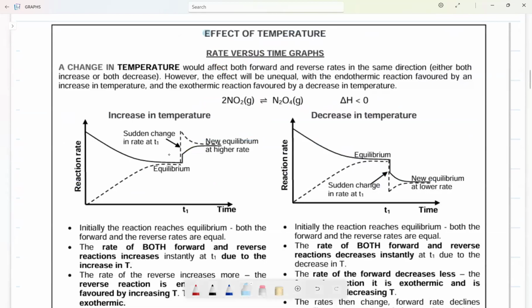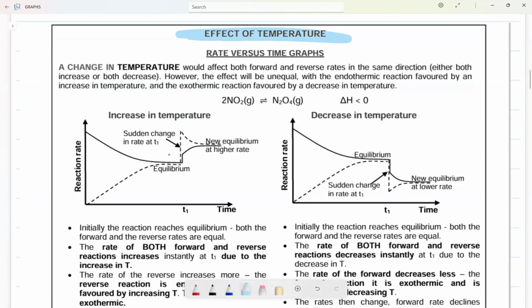Now let's look at the effect of temperature. I want you to take note of this. This is the only way you're going to understand this: when we change the temperature, we do not affect the temperature of the forward reaction or the reverse reaction only. We affect the temperature of both of them. Actually, we affect the temperature of the system. So the temperature will affect both the forward and reverse reactions.